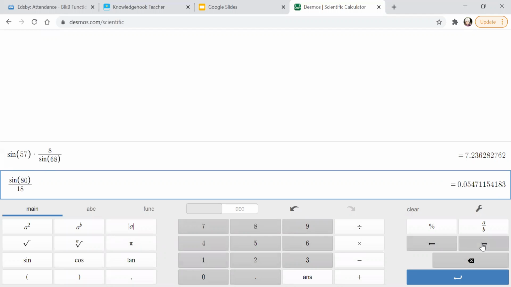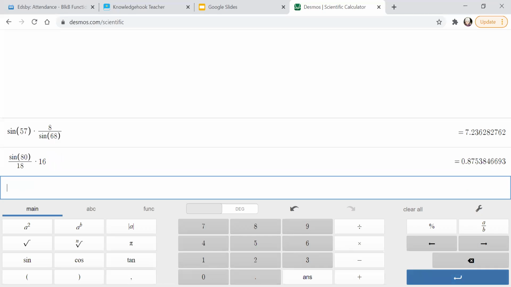Okay, I got to get out of the denominator. If you're using Desmos, make sure you get out of the denominator when you do the multiplication part here. I'm getting 0.8753846, and so on and so forth. Does that feel right to us? A 0.875 degree angle? No.